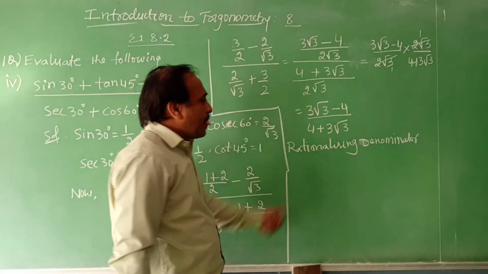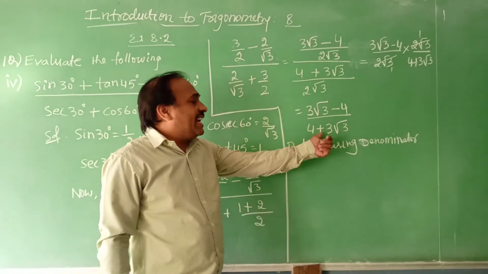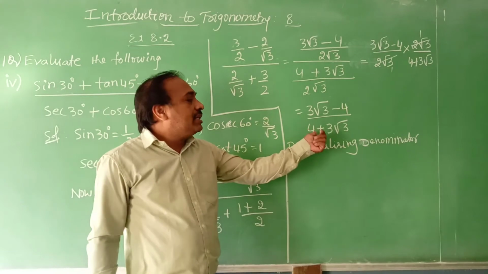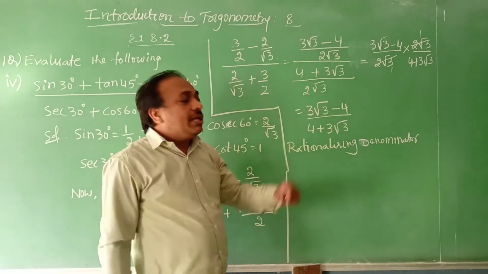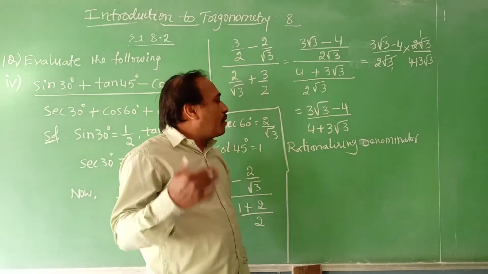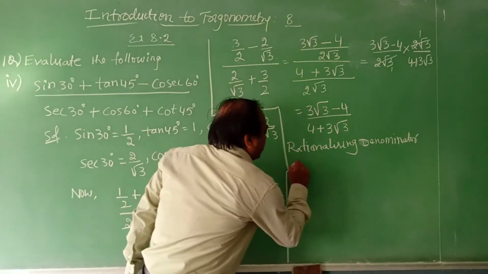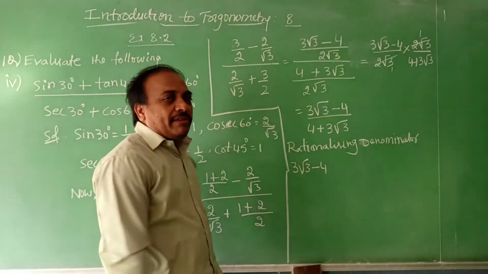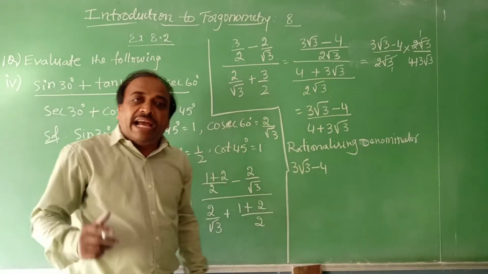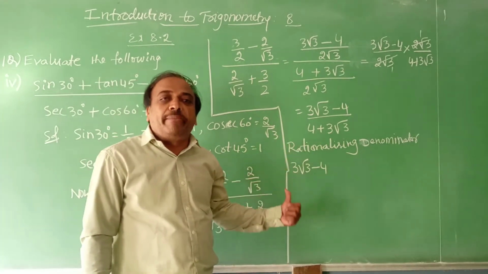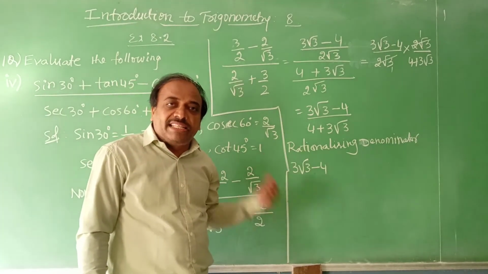Rationalizing the denominator. When you rationalize, you take the conjugate, the opposite sign, of 4 plus 3 root 3. You will multiply both numerator and denominator with 4 minus 3 root 3. So 3 root 3 minus 4. This concept, in which class did you learn? In class 9th, in the first chapter, rational numbers. Rationalizing the denominator.